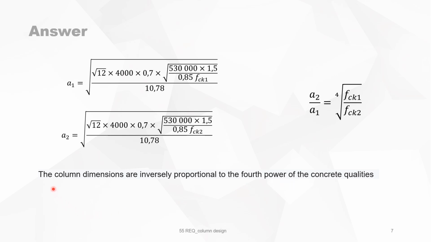So this means that when you want to design a column without second order effects, you cannot gain much by increasing concrete quality.